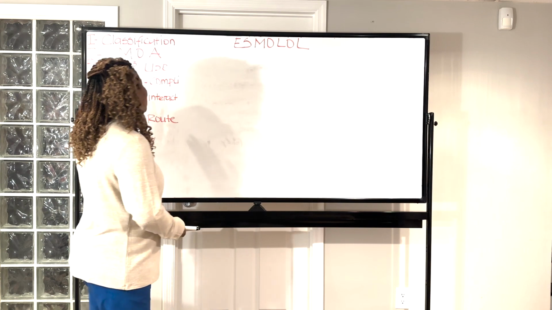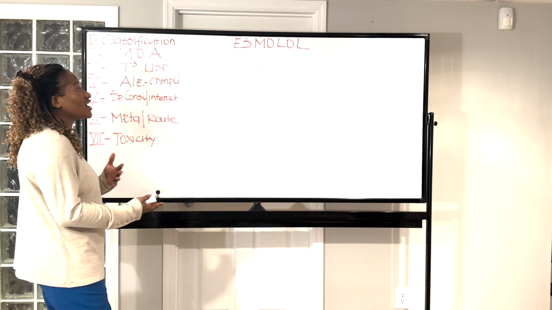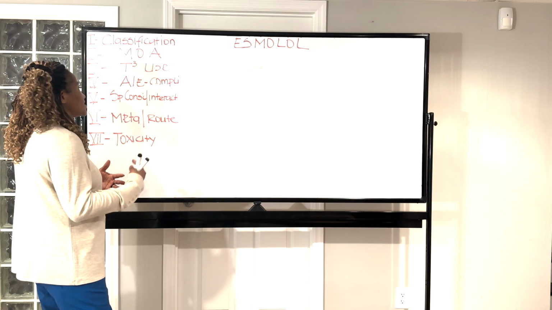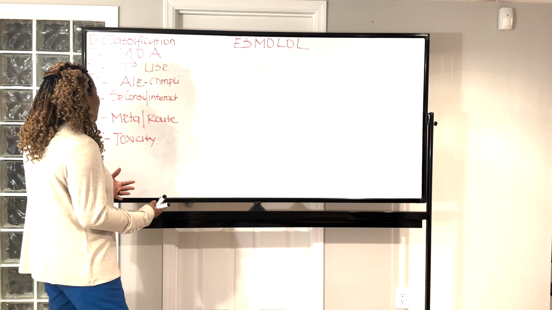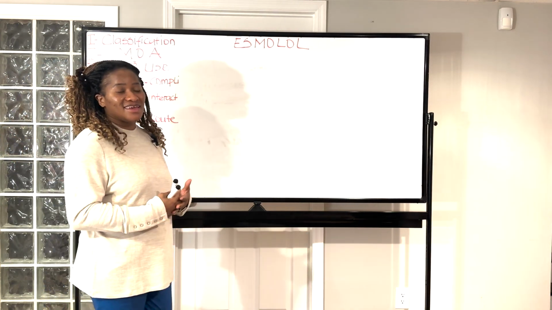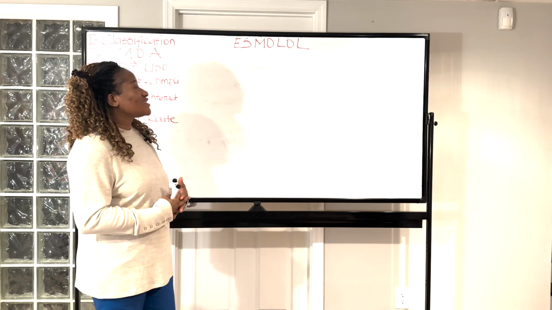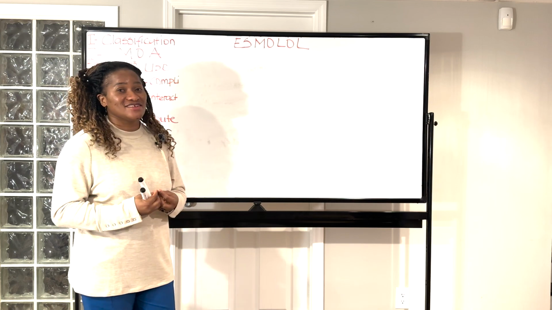So we're going to follow the same plan as I follow with my other drugs: classification, mechanism of action, the clinical use, the adverse effect versus complication, the special consideration and the interaction, the metabolism, the route, and the toxicity. So let's jump into it, and we're gonna see why I said Esmolol is a great drug for anesthesia.